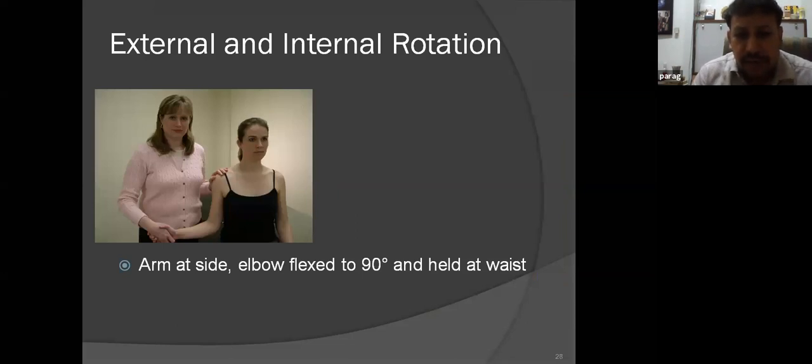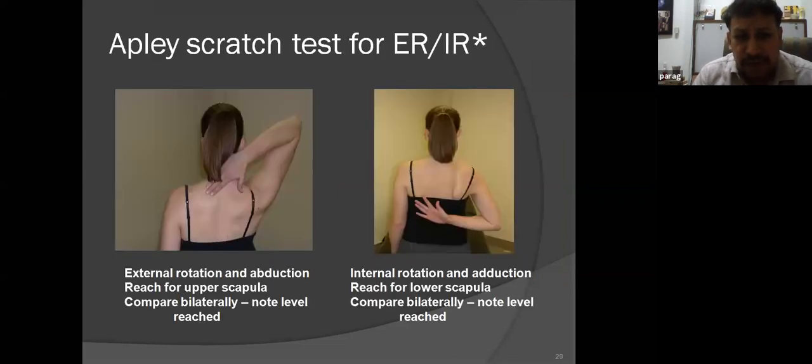That's the external rotation with arm at the side, elbow flexed to 90 degrees, and you can check the amount of external rotation. So these are the two ways of looking at internal rotation. One is the one which we just discussed, and this is a combination of external rotation and abduction. Especially in post-operative patients, you can compare it to the opposite side, how far at the cervical region or back, upper thoracic, the shoulder can reach. So this is a combination of abduction and external rotation, and this is called the Apley scratch test.